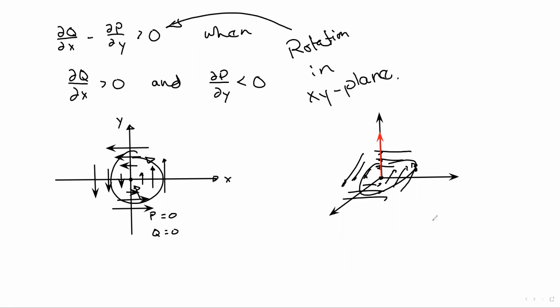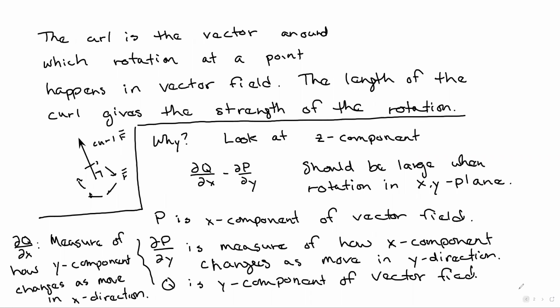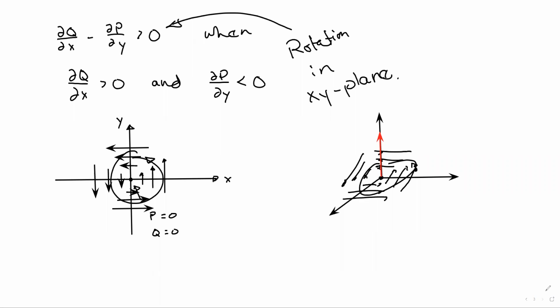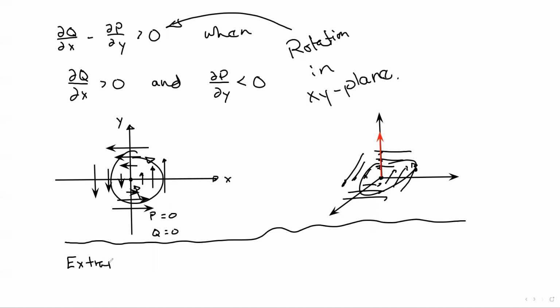And so looking at this, if this quantity represents rotation in the xy plane, then since the curl is the vector around which there's rotation, when there's rotation in the xy plane, you're going to have a strong k component. Okay, and so this is just one of the 3, and you could take this idea and extrapolate it to the other 2 portions of the curl calculation.